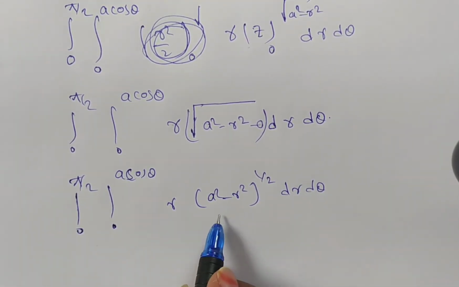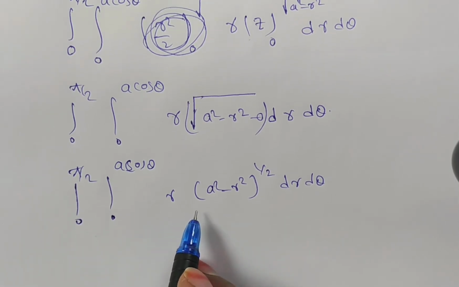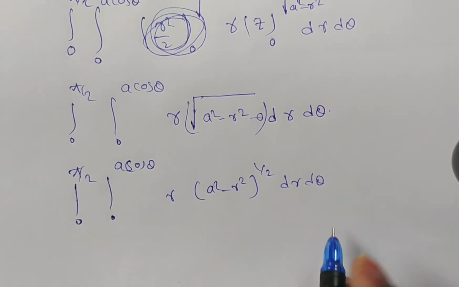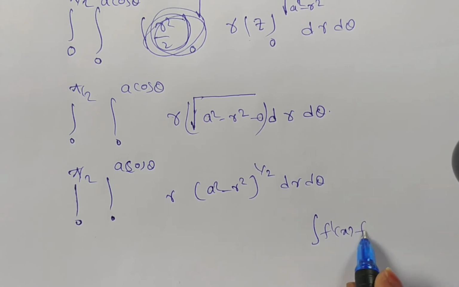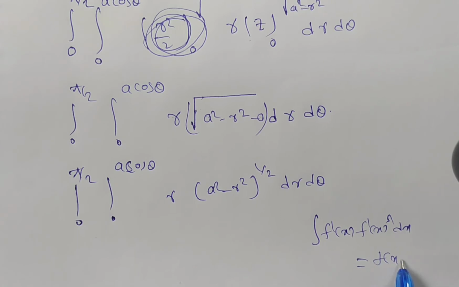Now it is a product of two functions. Now the UV rule you can apply, meaning here you verify whether it is of the form integral f dash of x into f of x whole to the power of n dx or not. If it is in this form, then you can write f of x power n plus 1 by power plus 1.